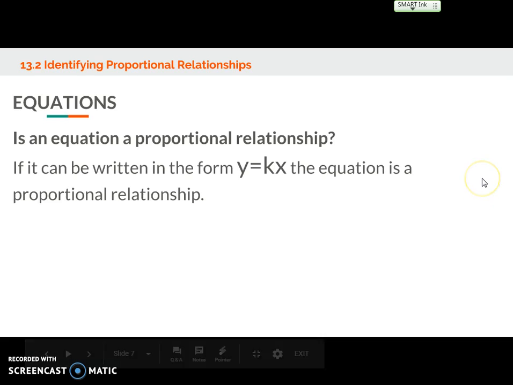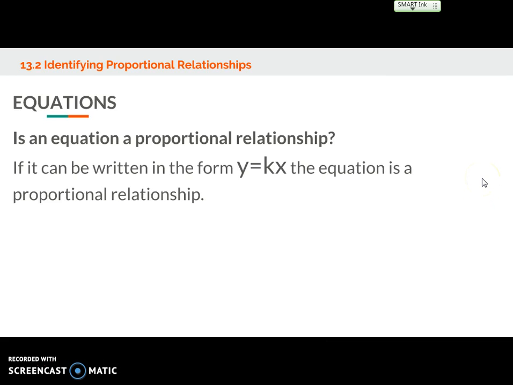All right, what if we have equations now? Is an equation a proportional relationship? It is if it can be written in this form right here: y equals k times x, right? And k is our constant. What is happening each time here? So now we're going to get a couple of equations, and we have to identify, is it a proportional relationship? Okay, so write down this information.